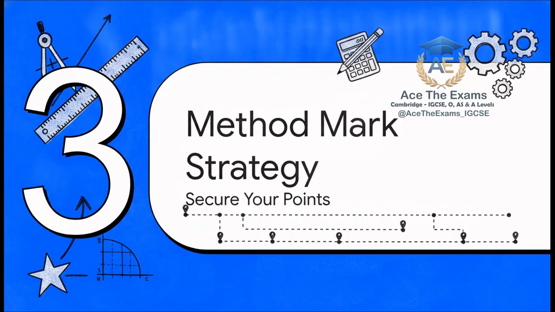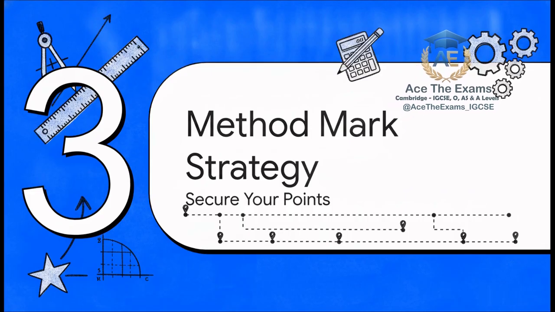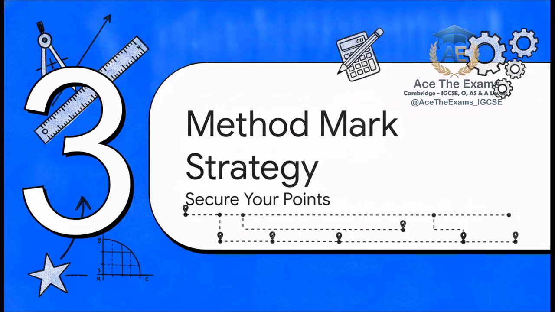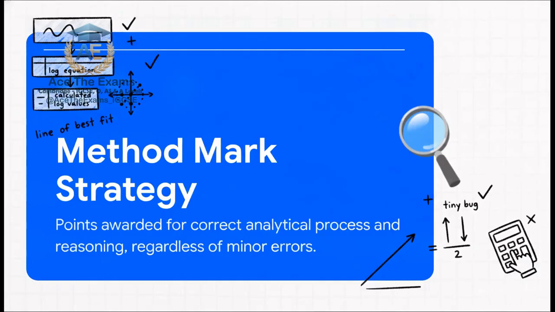Let's move to Section 3, the method mark strategy. This is how you secure your points no matter what. You need to understand the method mark strategy. It's essentially your exam insurance policy. If you show a systematic sequence, identifying key elements, applying relevant principles, and using clear notation, you secure valuable method marks even if things go wrong at the end.